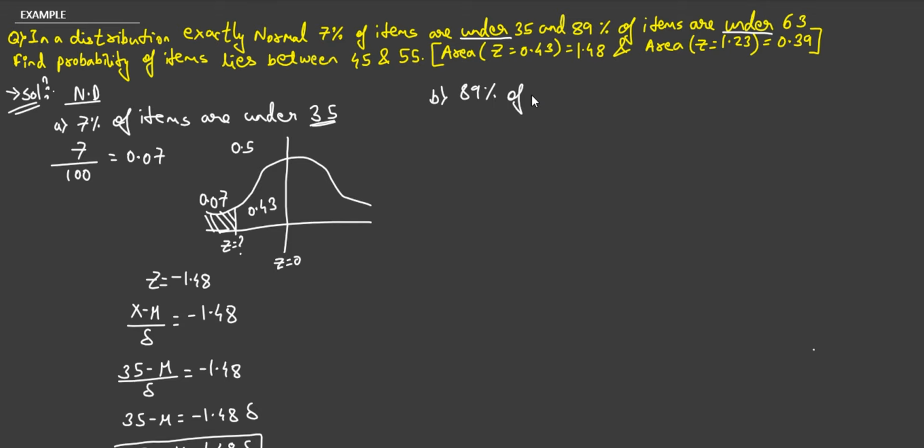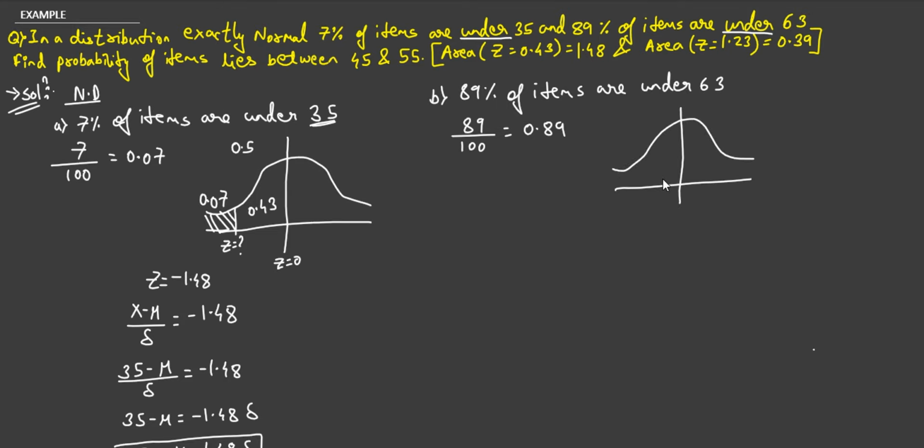89% of items are under 63. So 89% means 0.89. Okay, so we will plot a normal curve. Under means left side.